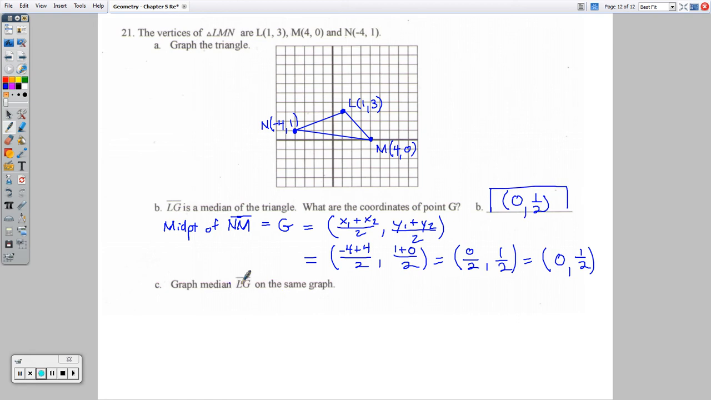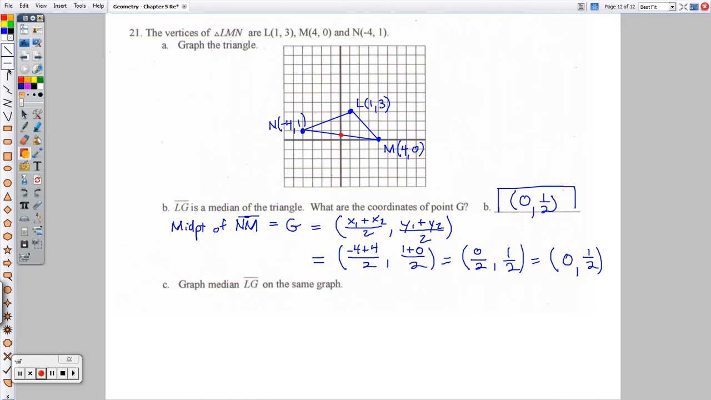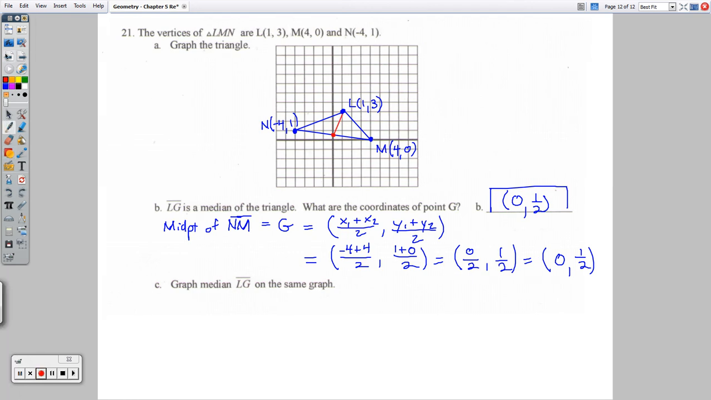And then graph median LG on the same graph, pretty simple to do from there. You've got 0 and 1/2, that's that point right there, and then just connect them. Connect L to G. And I'll just label that as G being at 0, 1/2, and we're good to go right there. So that'll do it for us for this review.